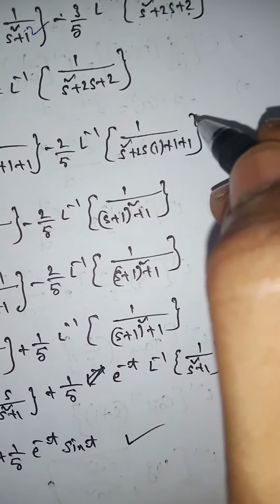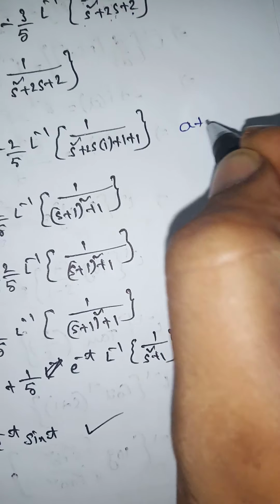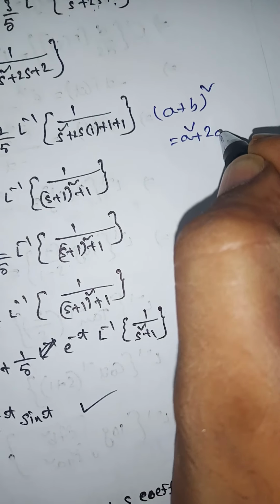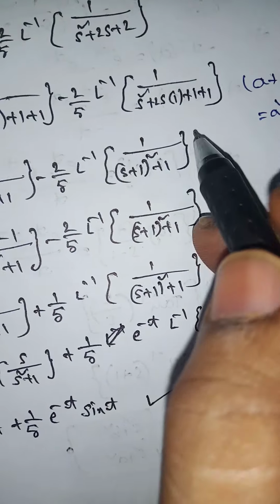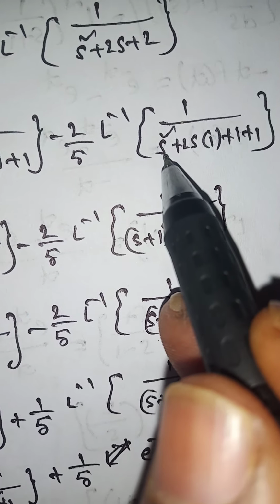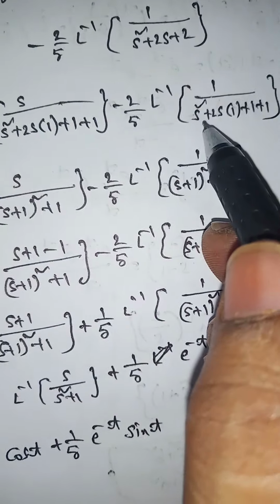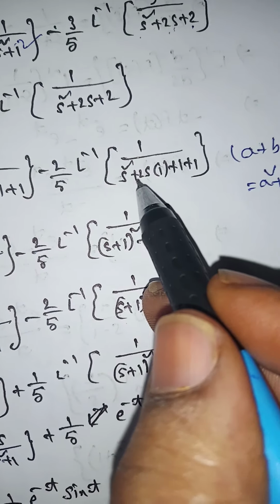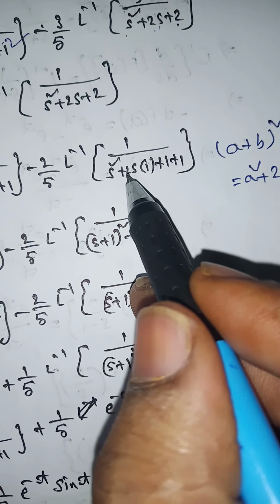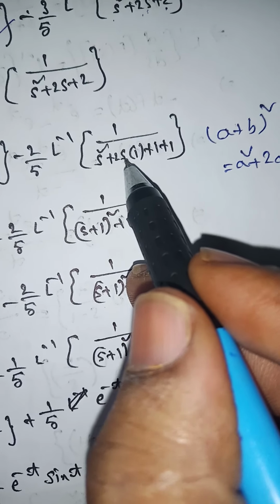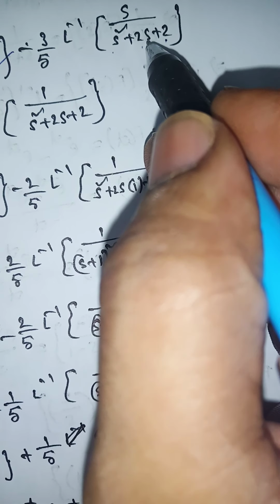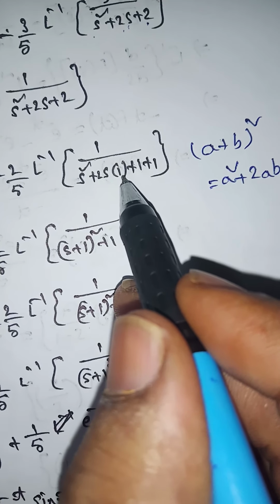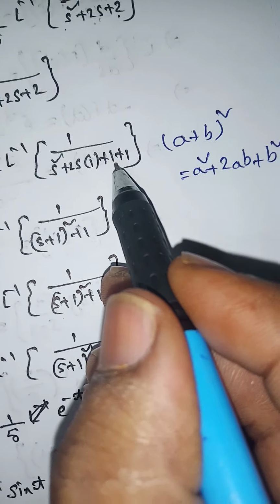I am going to use the a plus b whole square formula, which is a square plus 2ab plus b square. Since I have compared this to a square, where a is s, I have written the next term as the 2ab term. Since a is s and we have 2s, b will be 1. 2s into 1 is 2ab.